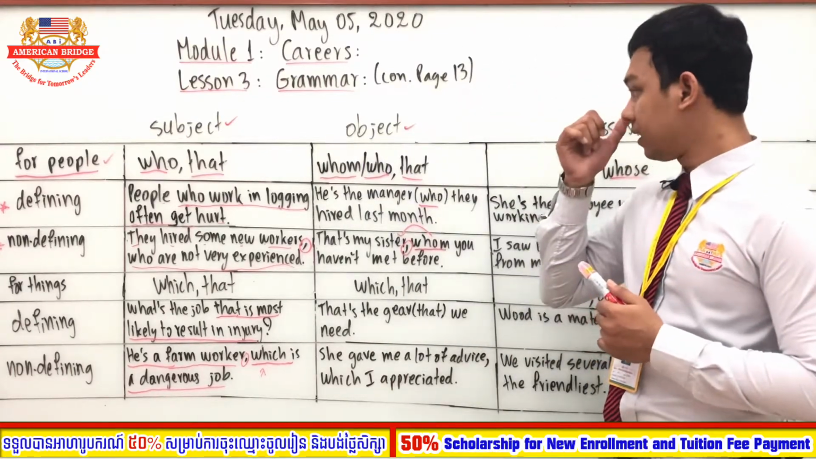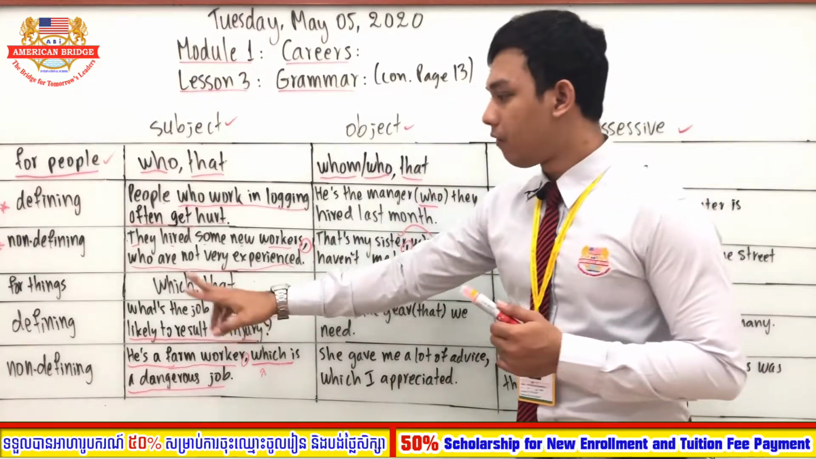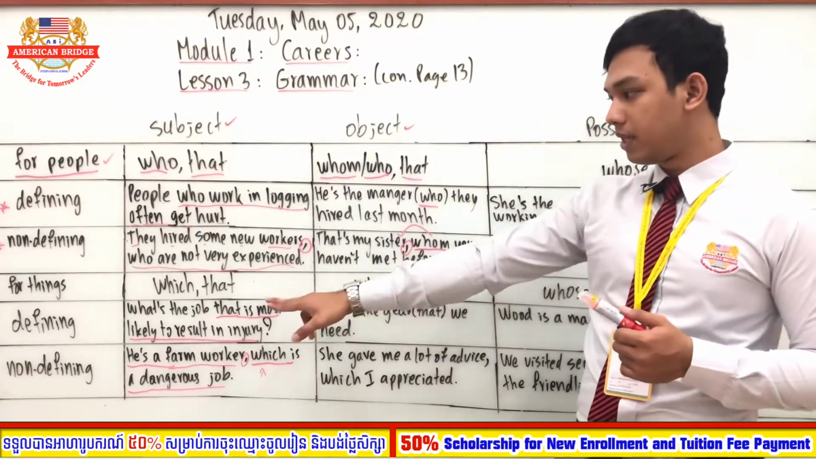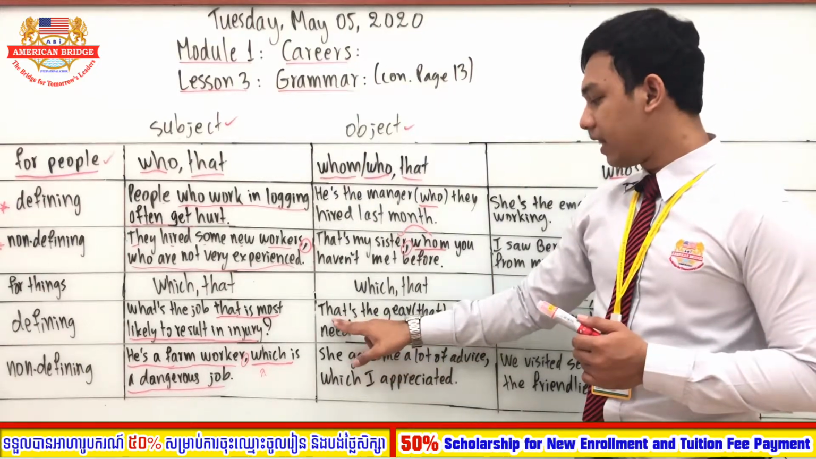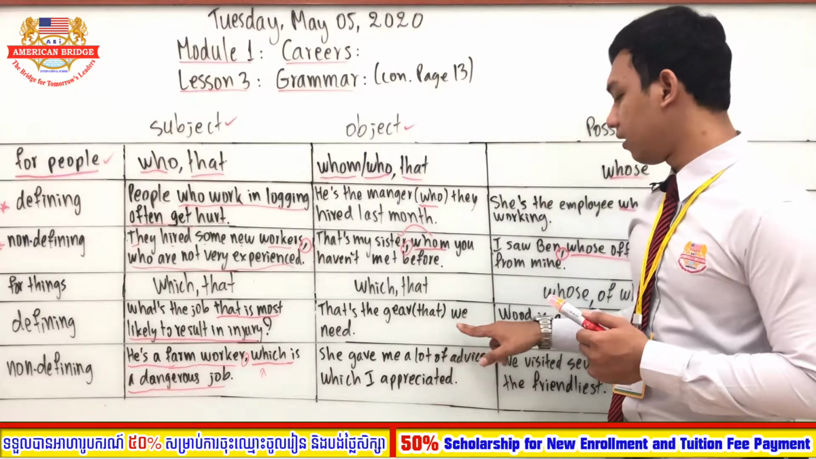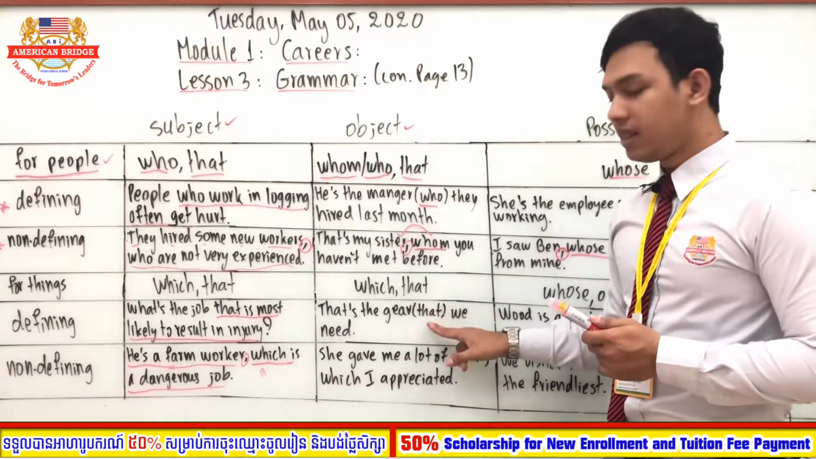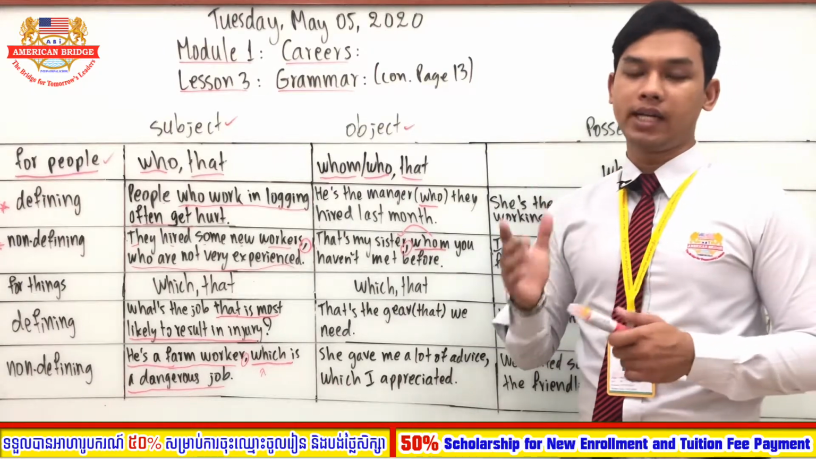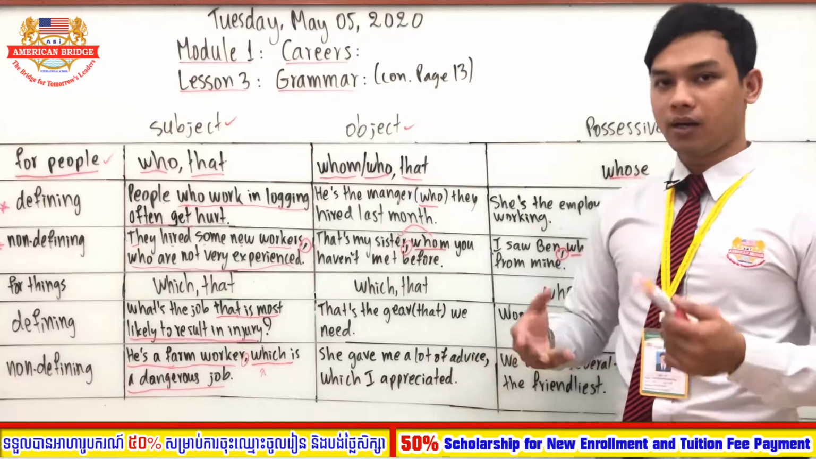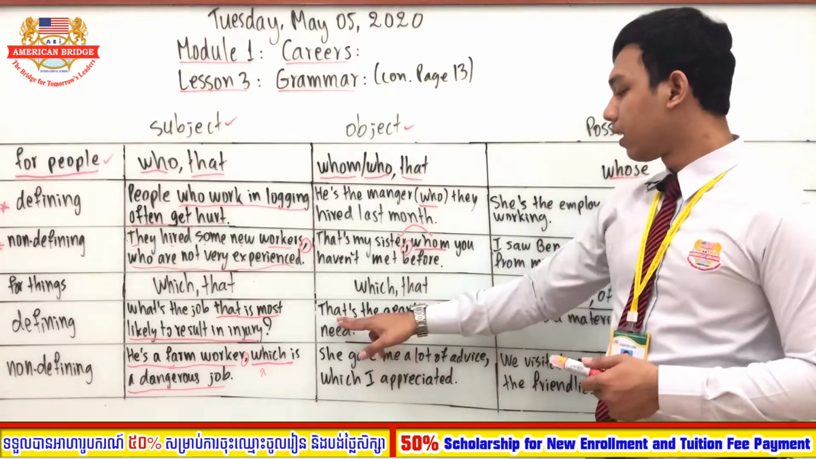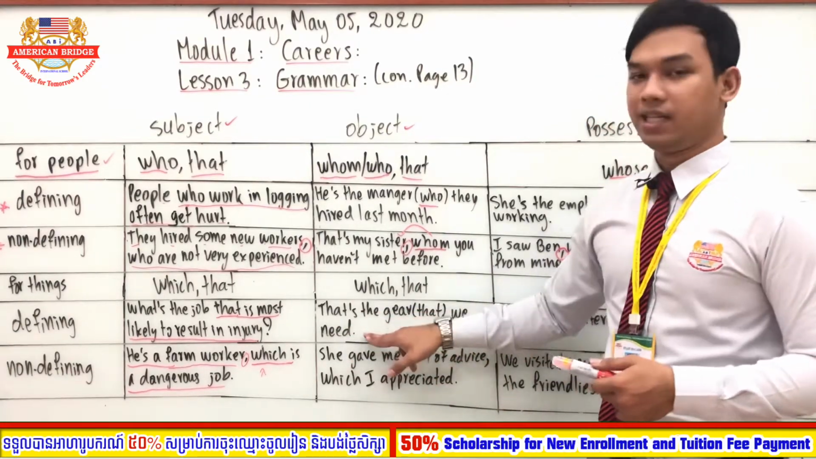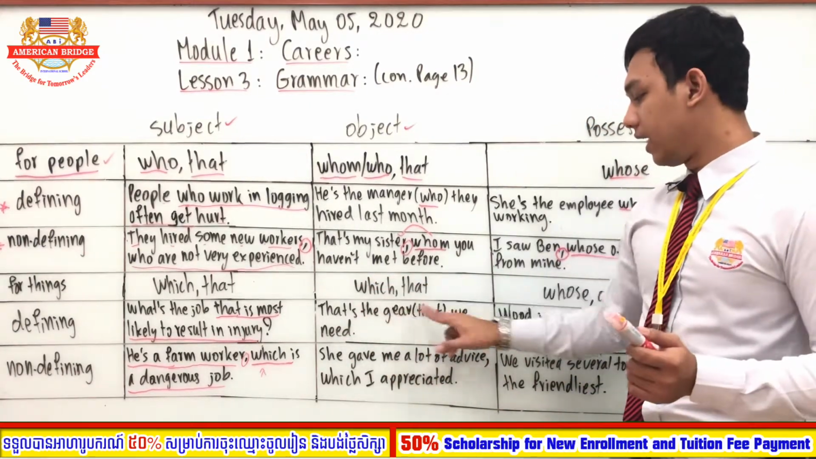And the other one is the object. For things in defining relative clauses, we have which and that, the same as the subject, right? So we say: that's the gear that we need. As I told you, that here is in brackets. It means it is optional, so you can write the word that or not, it doesn't matter. That's the gear we need, or you just omit it. You can say it like that, right?